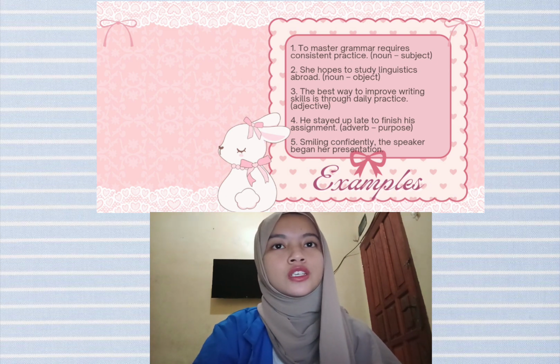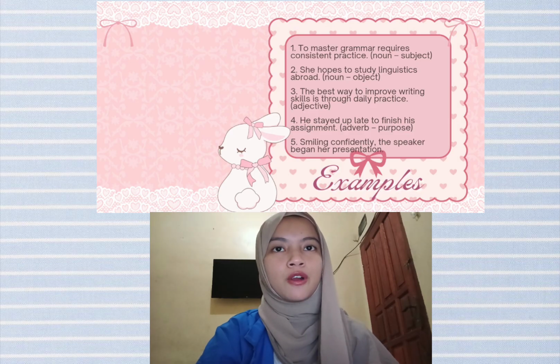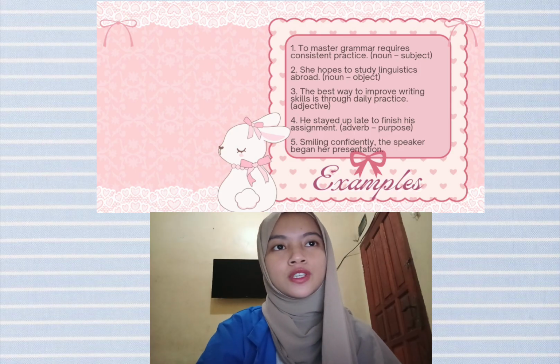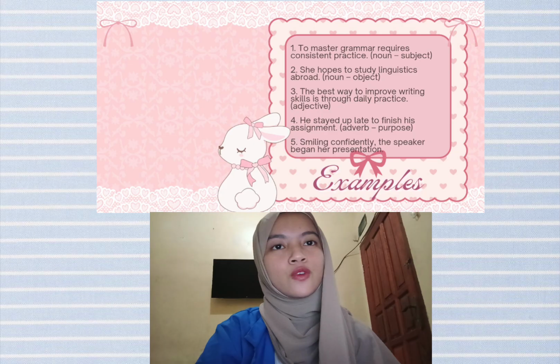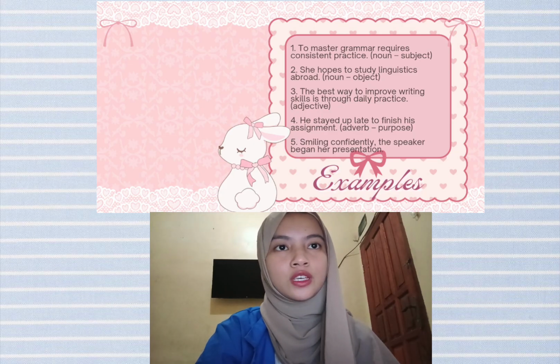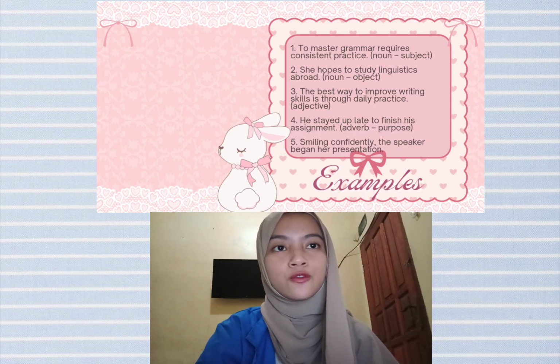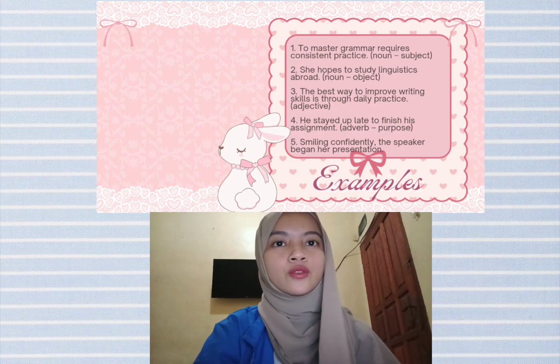Second is: she hopes to study linguistics abroad. Here, to study linguistics abroad functions as a noun and acts as the object of the verb hopes. Third: the best way to improve writing skills is through daily practice. In this example, to improve writing skills functions as an adjective because it modifies the noun way.